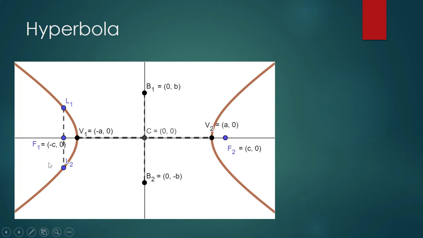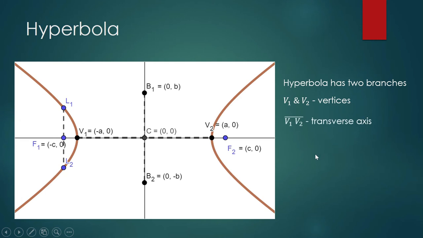So what we shall do now is identify the important parts of your hyperbola and other segments and points that arise in relation to your hyperbola. So this one is a hyperbola with center at the origin. A hyperbola has two branches. So you call this the branches. You have the vertices, so V1 and V2 are the vertices. And the line segment that connects those two vertices, you call that your transverse axis. So this is your transverse axis.